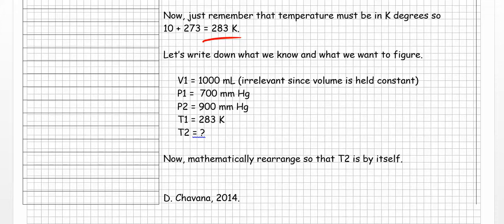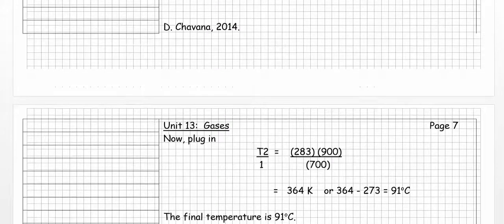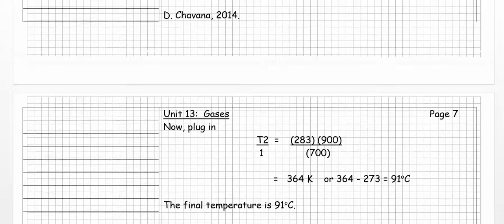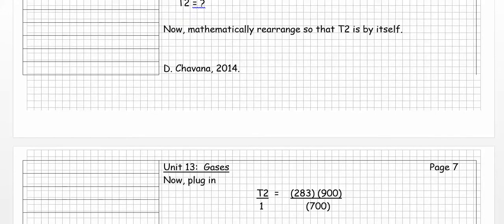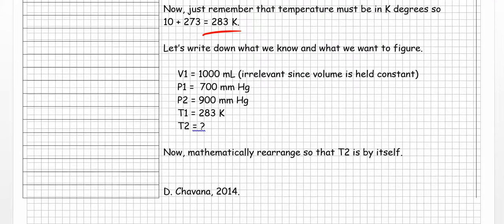We're looking for T2. So let's rearrange to get T2 by itself. So here we go. We'll start plugging in 283. Let me scroll back up so we can hopefully see these both at the same time. I'm not sure that we can. No, I guess not. But let me just show you the equation one more time and we won't forget it, okay?